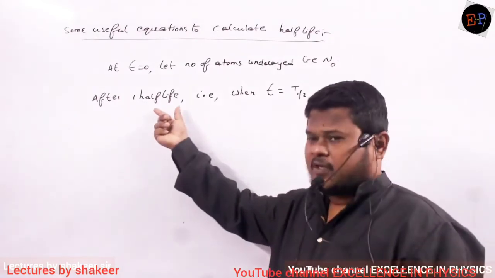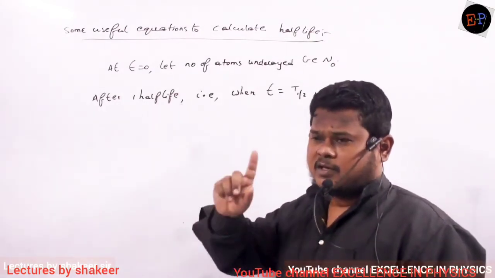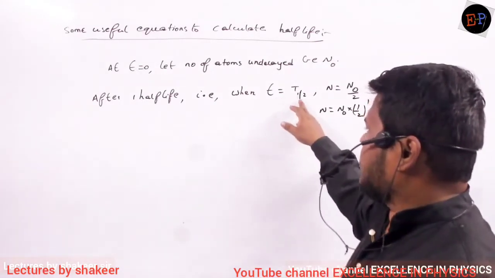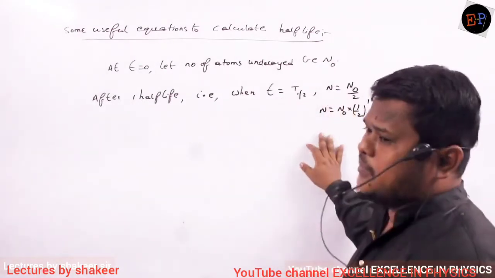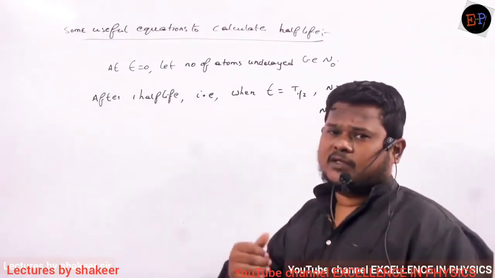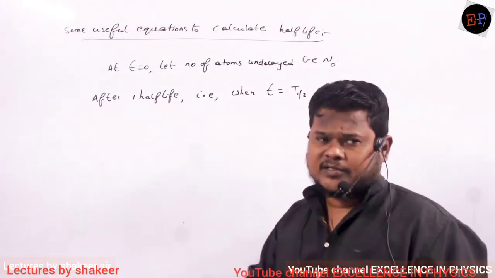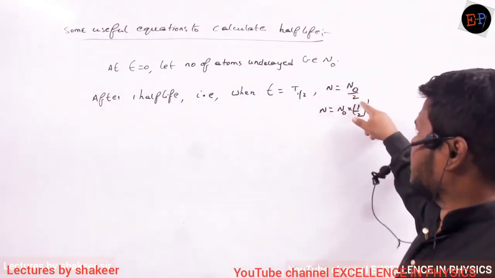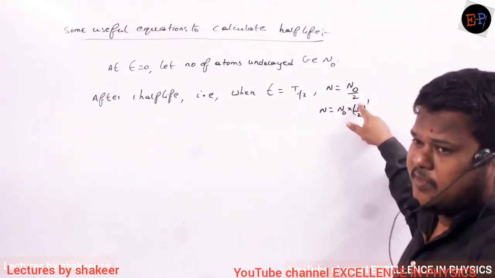So after one half-life, what is meant by half-life? Time taken for half of the atoms to disintegrate. After one half-life, that is when t is equal to t half, how many atoms will be left? Only half of the atoms have disintegrated and half are ready for disintegration. So n, the number of atoms which are ready, is equal to the initial number of atoms divided by 2.